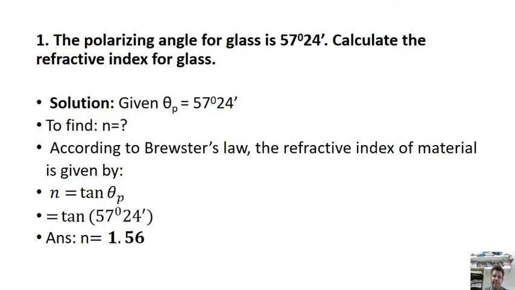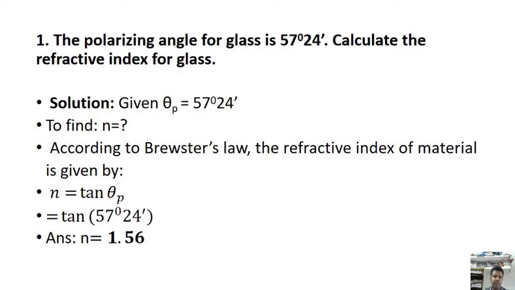The refractive index of glass involves two mediums; the light is incident from one region to the other. So we have to calculate the refractive index of glass. Here the polarizing angle, the angle of incidence, is 57 degree 24 minutes. That is theta p, the polarizing angle. Find n, the refractive index, according to Brewster's law.